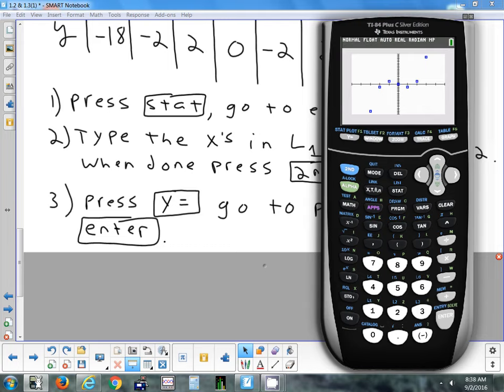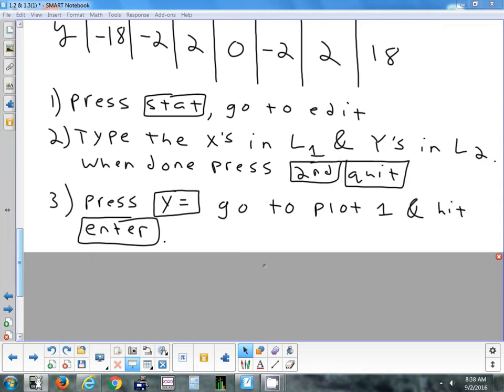Can I see the last step? Yeah, the last step is just to go to y equals, and you turn on plot 1. And there's all different kinds of graphs you can do. We just graphed points. I think you can even do a bar graph. You can do all kinds of things, but we don't spend a ton of time. I just wanted to show you how you can put in points and graph them.